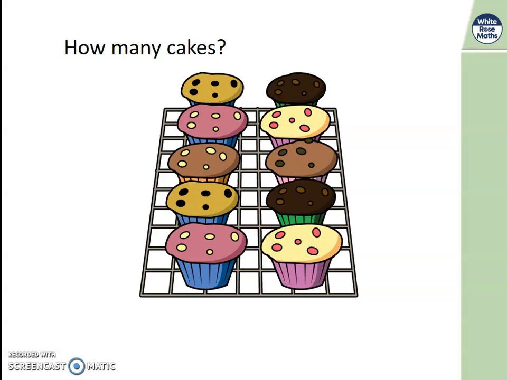Have a go at this one now. How many cakes are here using the skills that you've just learned? Well, we can say that there are 2 there, 2 add 2 add 2 add 2. So what other way can we write that? Because it's quite a lot of things to say at once. We can say 2 times 1, 2, 3, 4, 5. 2 times 5 would give us that answer. Or we could say 5 times 2 because there are 2 lots of 5s.